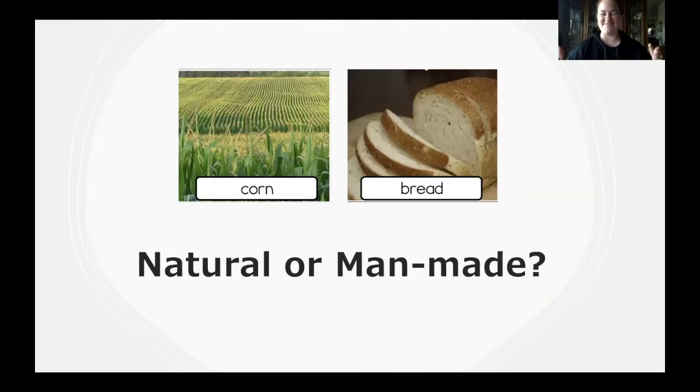Corn and bread. Oh, it almost sounds like cornbread, doesn't it? This is just like before. The corn is like a plant, it's a natural resource. And the bread, somebody had to make that. Even if you don't make the bread at your house and you just go buy it from the store, somebody had to make that because it doesn't just occur naturally in nature. So it is a man made resource.